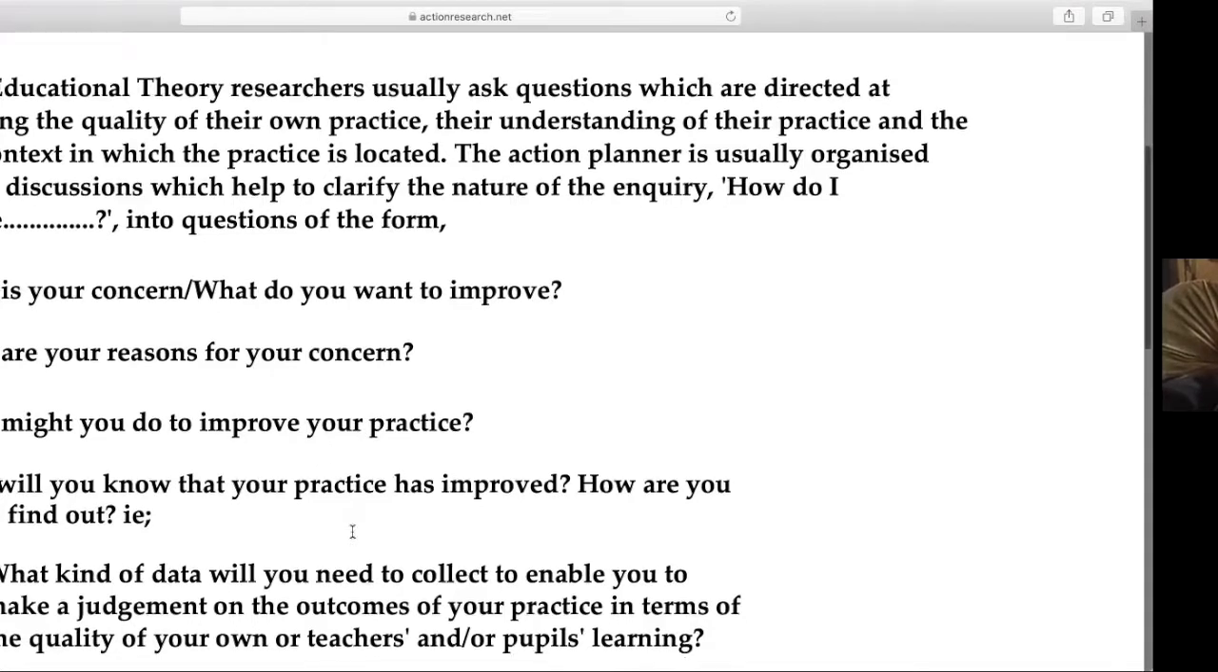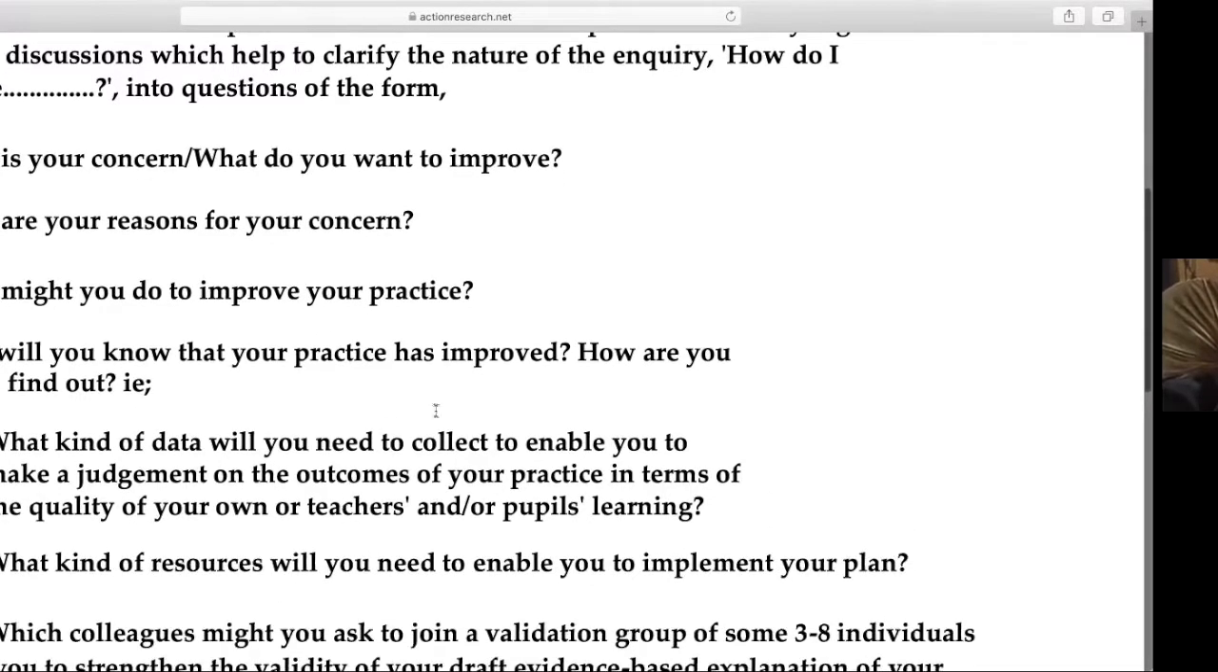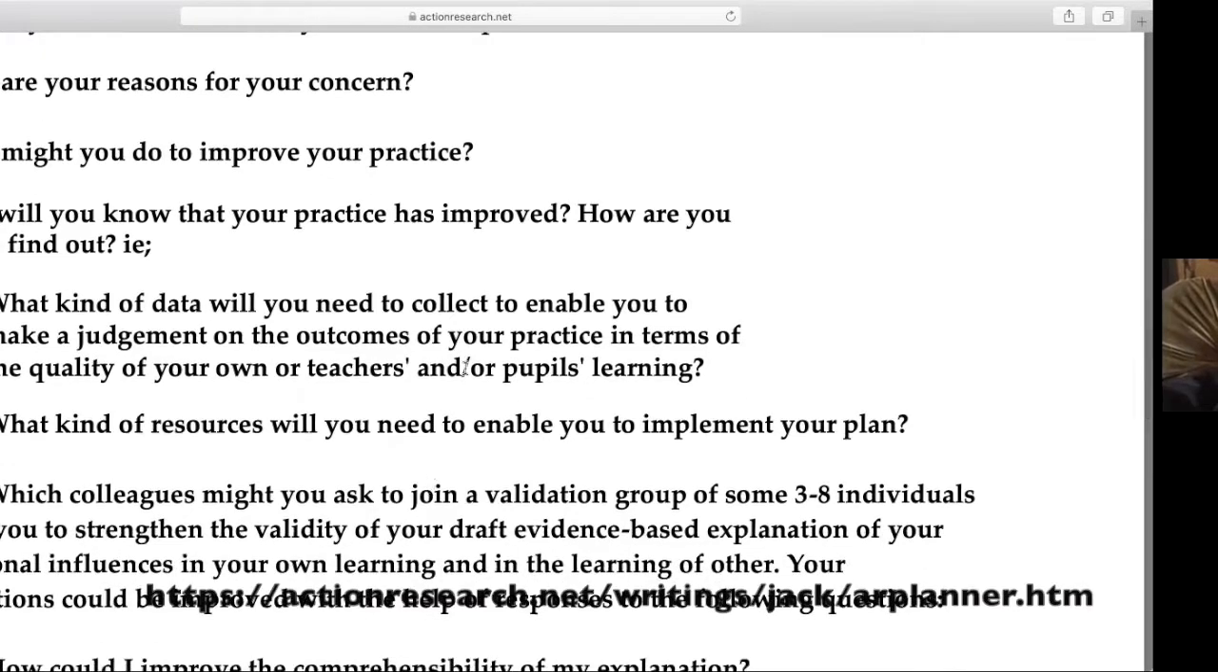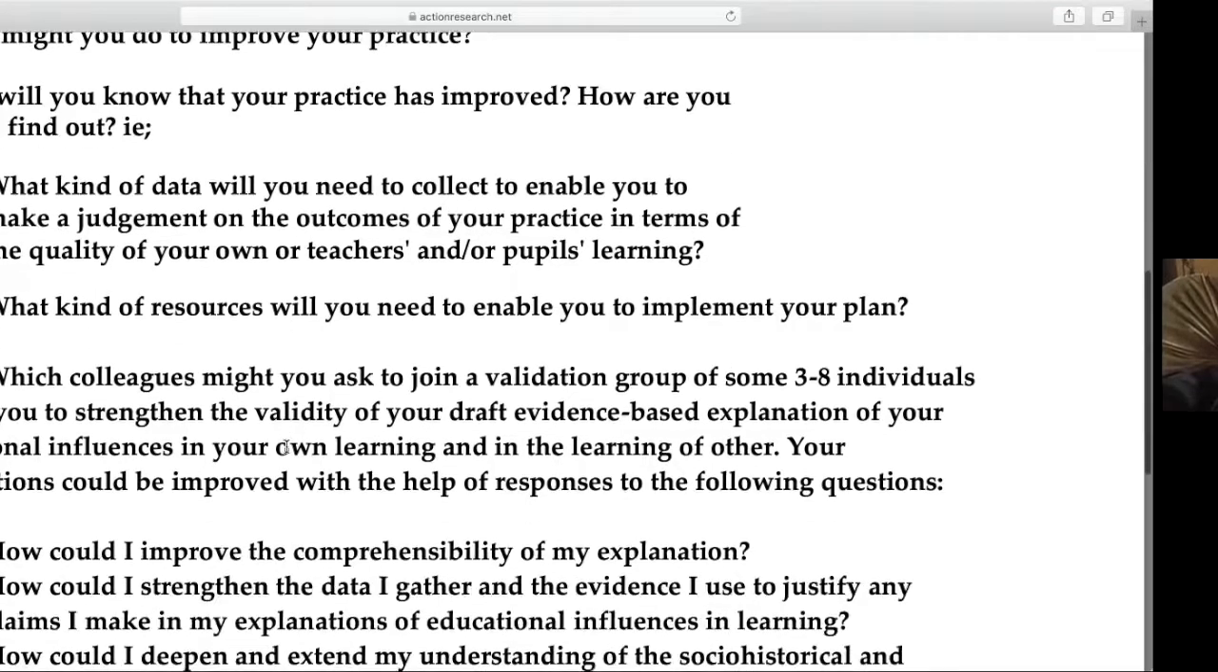And this is a key one. How will you know that your practice has improved? How are you going to find out? And this one about the data you need to collect to enable you to make a judgment. Now, all students, because many of them have come through their first degrees, are already okay with asking those questions. Well, how do you know something is true if you claim that it is? And if you're engaged in a practice, what data will you gather that enables you to make that judgment?